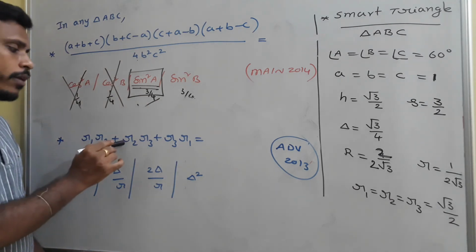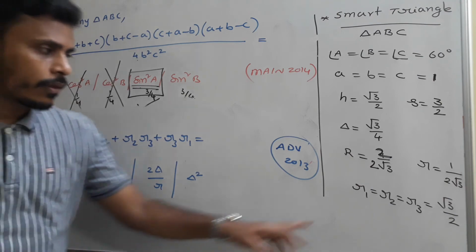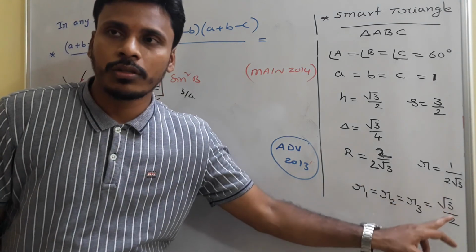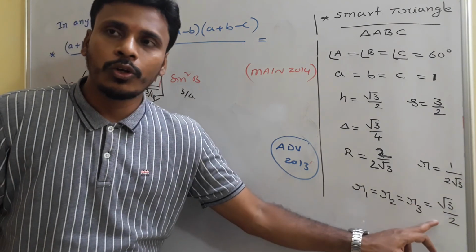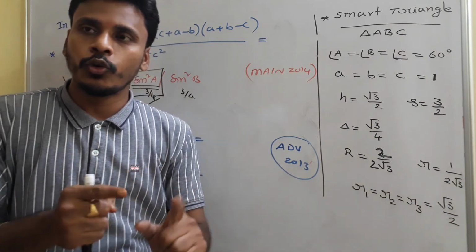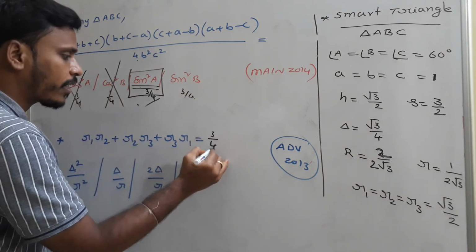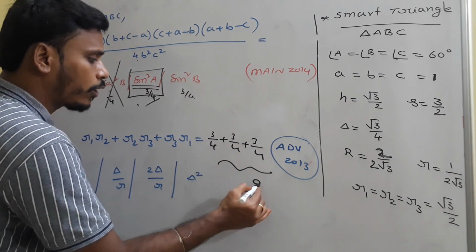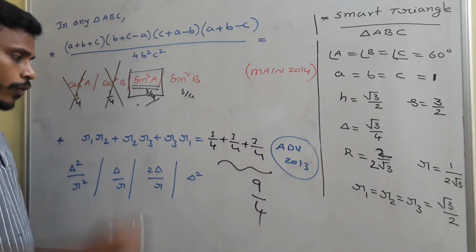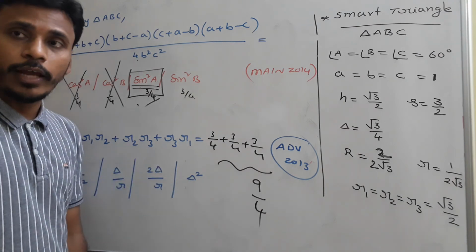See, R1 R2 plus R2 R3 plus R3 R1. So what are R1, R2, R3? R1, R2, R3 are root 3 by 2. So R1 R2 means root 3 by 2 into root 3 by 2, which is 3 by 4, right? So the first value is 3 by 4, the second value is 3 by 4, the third value is 3 by 4. When you add, it is 9 by 4. So your question value is 9 by 4. From the options, choose the one which gives you 9 by 4.